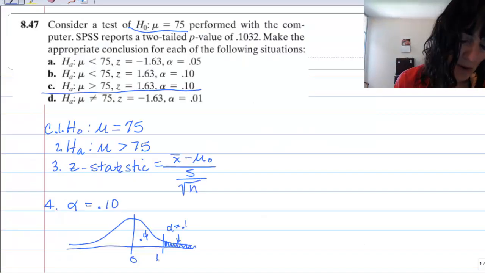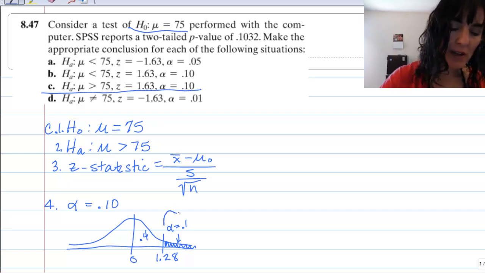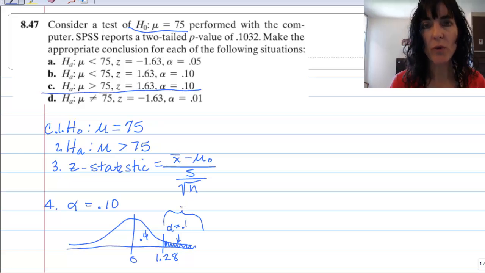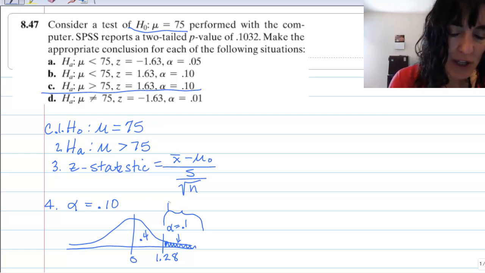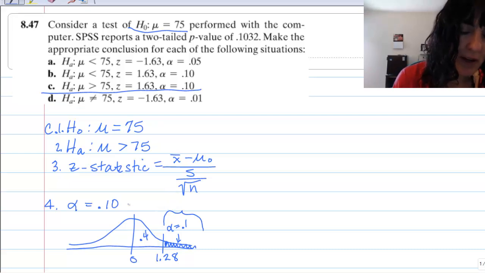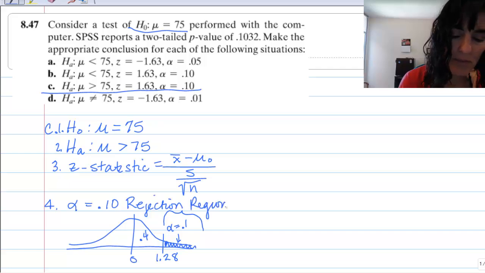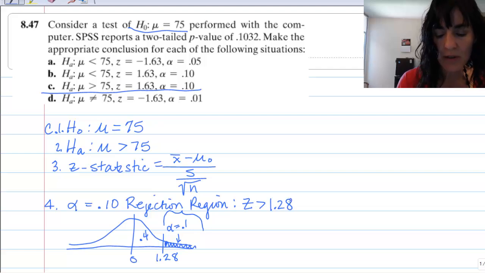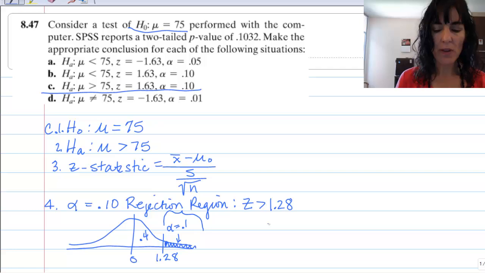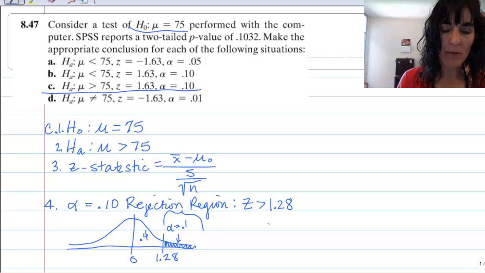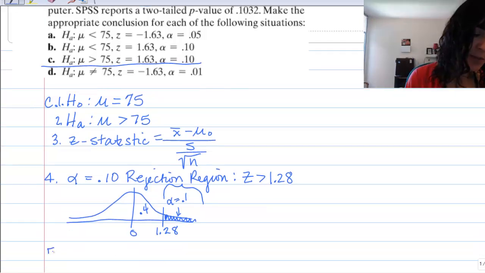So that'll be a 1.28. That 1.28 gives me an area of 0.1 for my alpha, and so that's my rejection region, that whole area there. So I'm just going to write rejection region, and that is if my Z is greater than 1.28. So then I need to go to step 5, which is my assumptions.